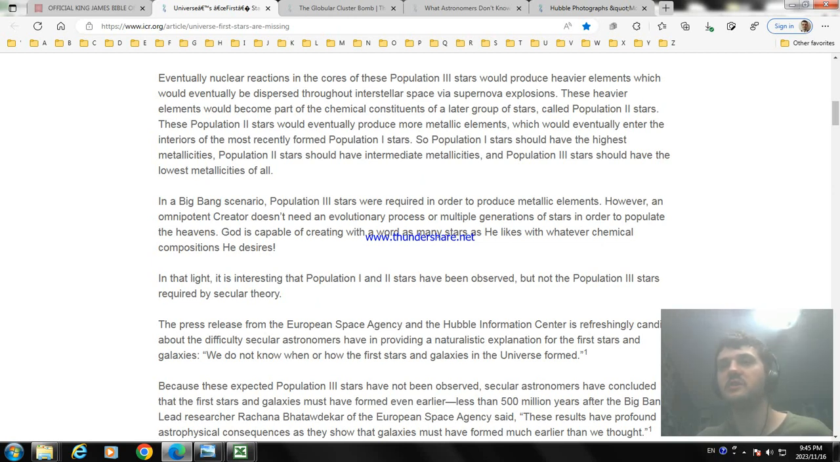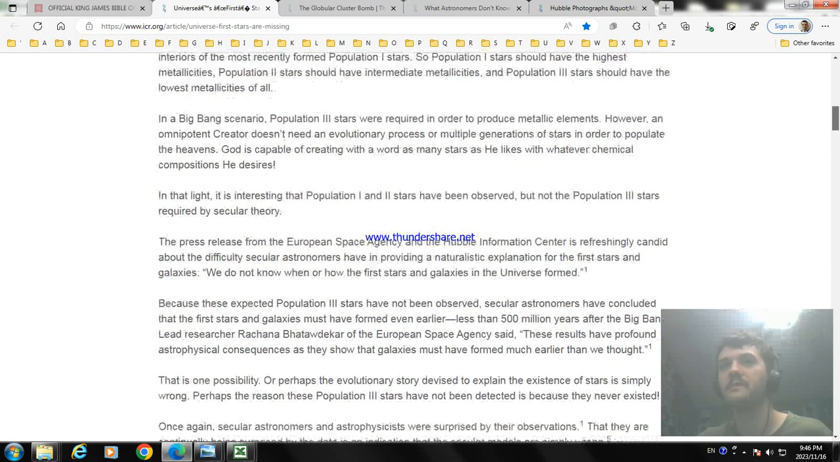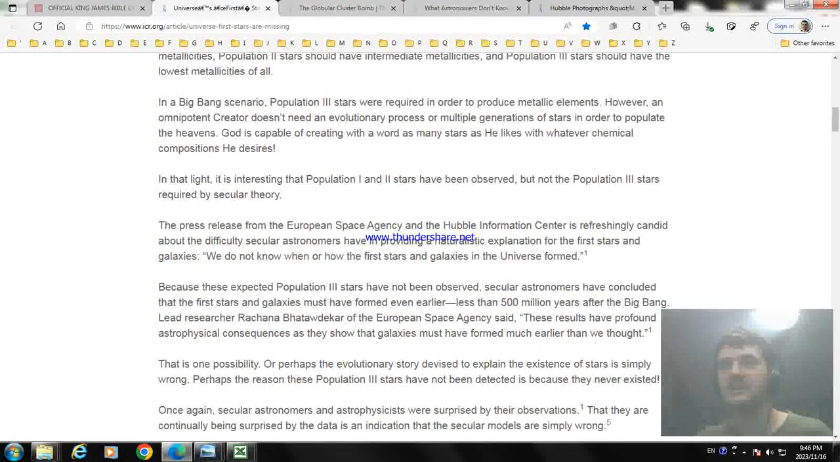In the Big Bang scenario, Population 3 stars are required in order to produce metallic elements. However, an omnipotent creator doesn't need an evolutionary process or multiple generations of stars in order to populate the heavens. God is capable of creating with a word as many stars as he likes, with whatever chemical compositions he desires. In the light of this, it is notable that Population 1 and 2 stars have been observed, but not the Population 3 stars required by the secular theory.